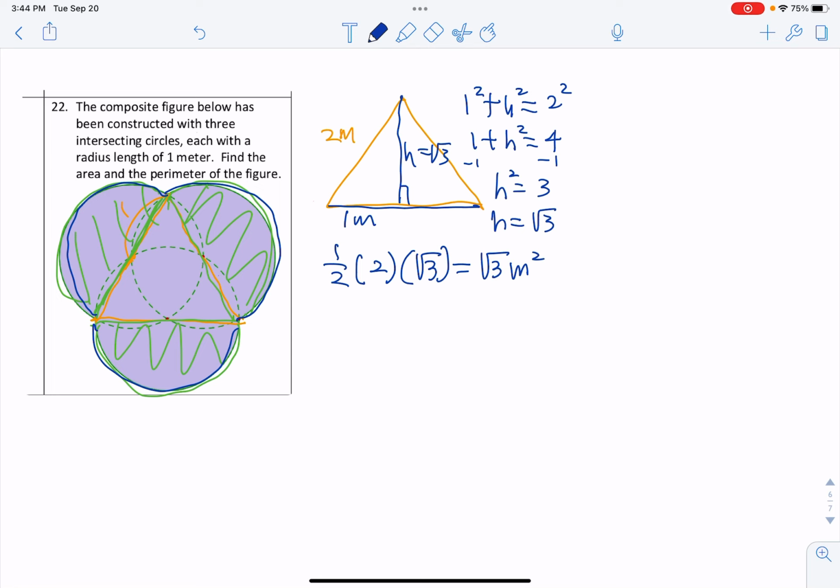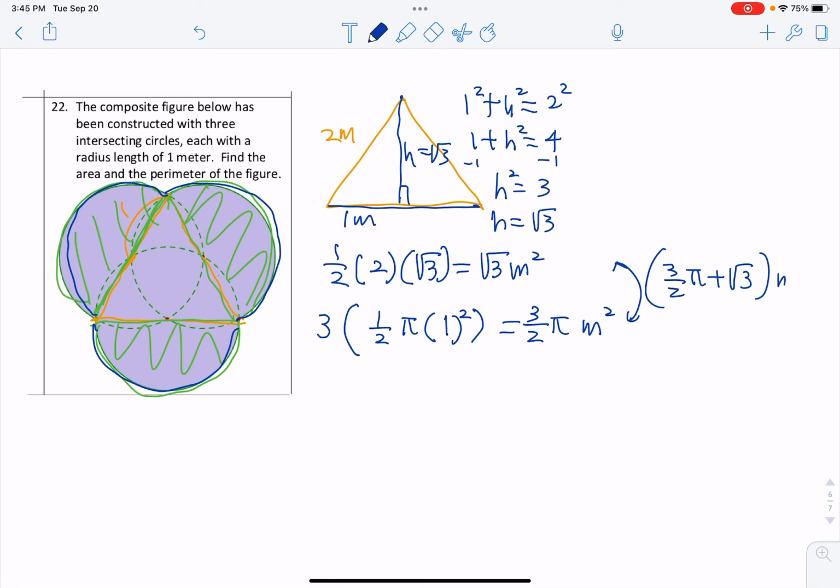And then half of the circle: you have 3 of half pi r squared, with radius 1, which will be 3 over 2 pi meters squared. You add those together, and it will be 3 over 2 pi plus square root of 3 meters squared, which is approximately 6.44 meters squared. That's how you find it.